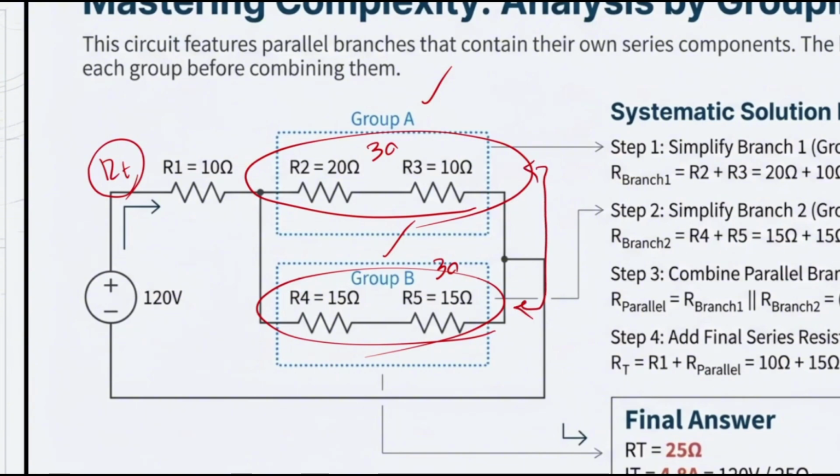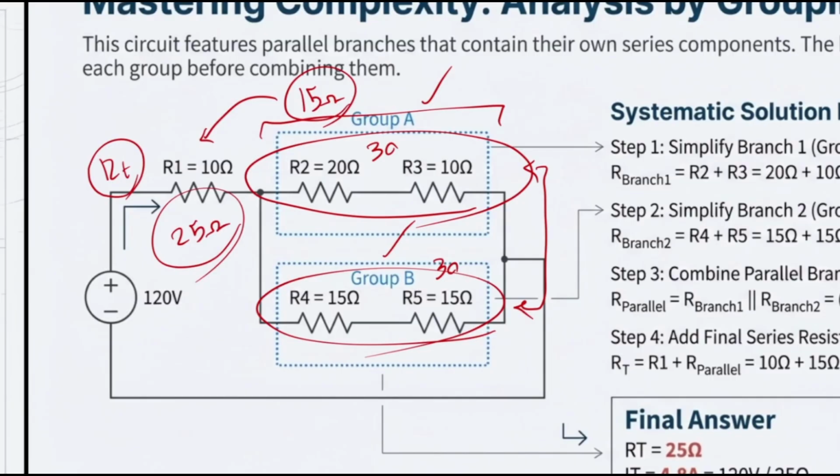It's going to be the combination of 30 and 30. If you combine that, it would be what? It would be 15 ohm. Right? If I do have the 15 ohm, finally, I can just add it with 10 ohm. I do have 25 ohm. Then I can find the I total. I total would be 120 divided by 25, which is going to be 8 amp.